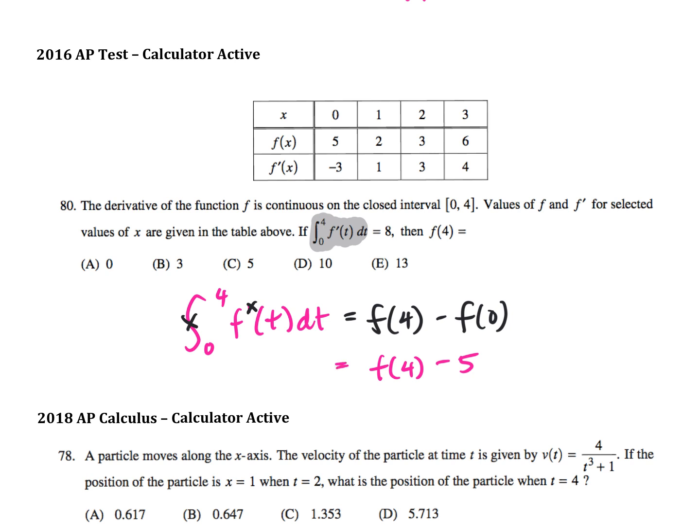Do we know what this whole side was? It's 8, right? They gave us that this integral was 8. So f of 4, I'm going to just add that 5 over, and we got a 13. Okay, you guys, look at these answers.